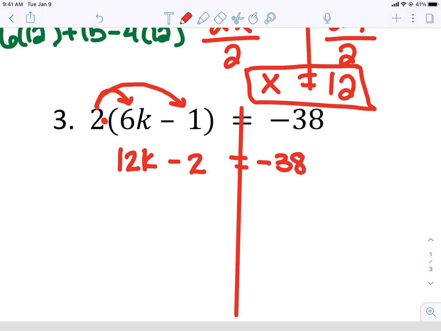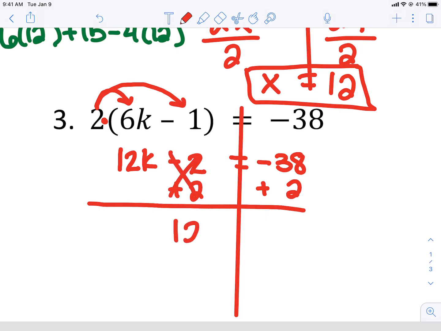From here, I want to move that 2 to the other side, so I add 2 to both sides. So negative 2 plus 2 zeroes out. I'm left with 12k. On the other side, I have negative 38 plus 2. That gives me a negative 36.